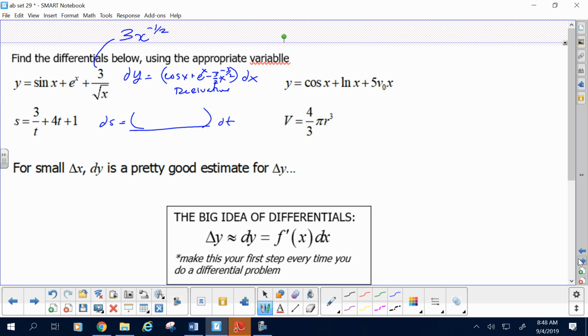And what is the derivative of 3 over t? Is it 3 log t? That's the antiderivative. What is the derivative of 3t to the negative 1? Somebody over here said it. Negative 3t to the negative 2, or negative 3 over t squared. Do you agree? What about the derivative of 4t? 4. And the derivative of 1? 0. So there's ds dt. Make sure it's in parentheses, or ds rather, separated the differentials. We're good. Do you feel like you can do that? Prove it. Do the two on the right, please.